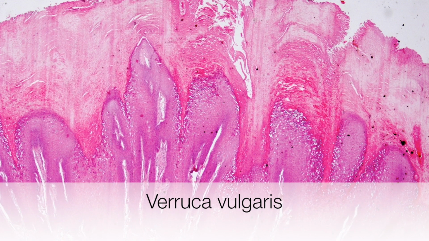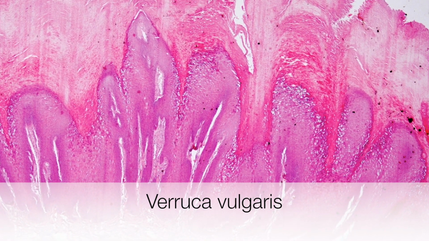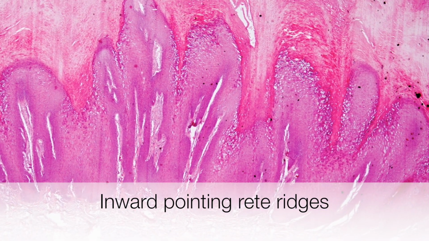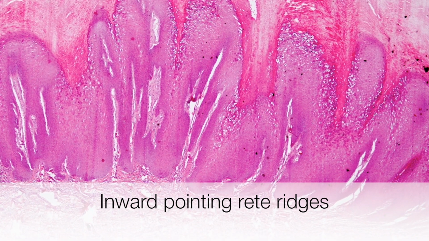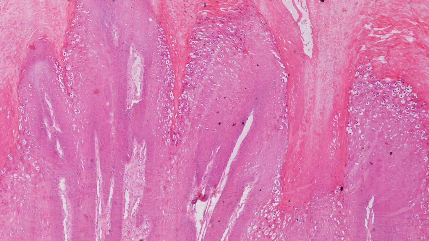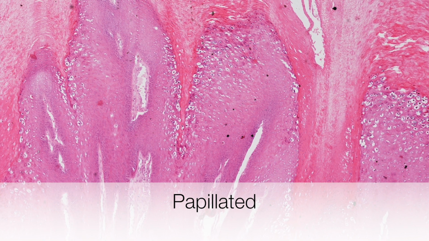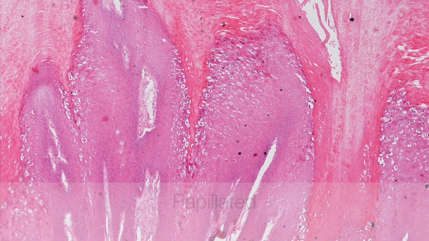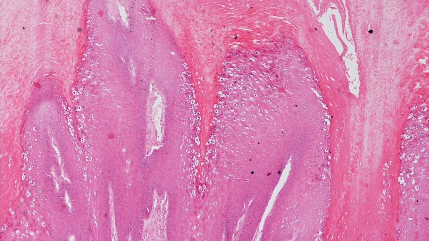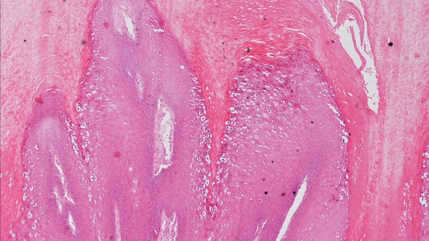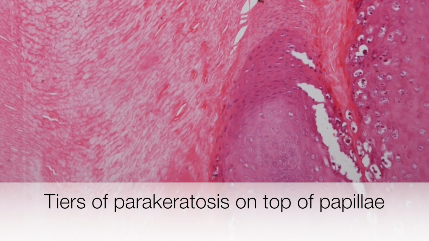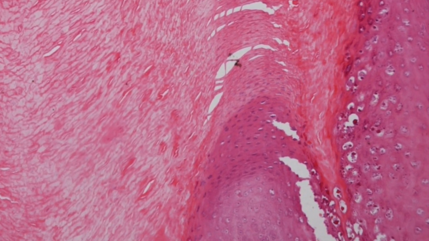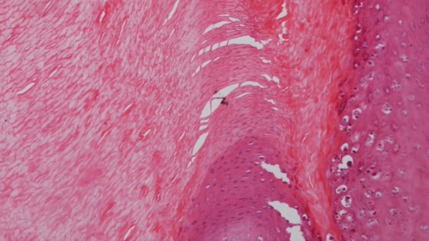This is a low power view of a Verruca vulgaris, and you can see how the rete ridges are pointing inwards. Here you can see how papillated a Verruca vulgaris is, with these finger-like projections. And at the tops of many of the papillae are tiers of parakeratosis, and that is where the keratin layer retains the nuclei.